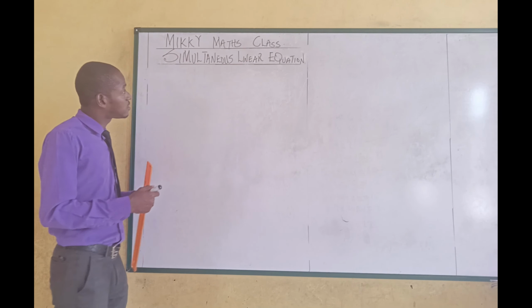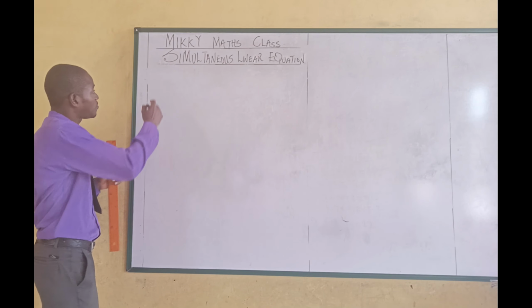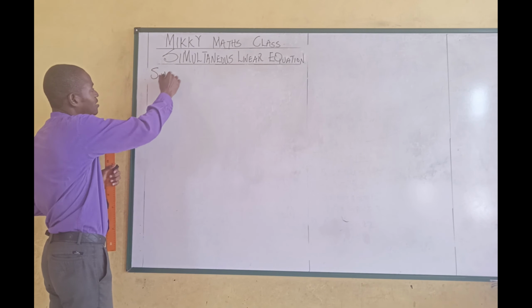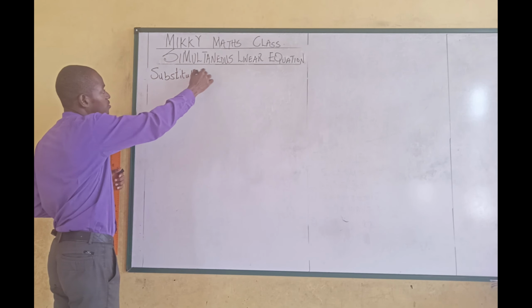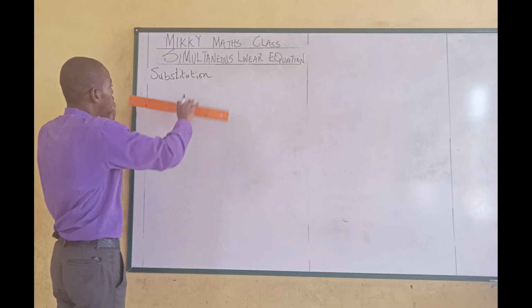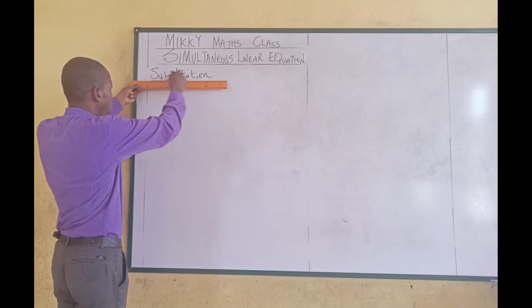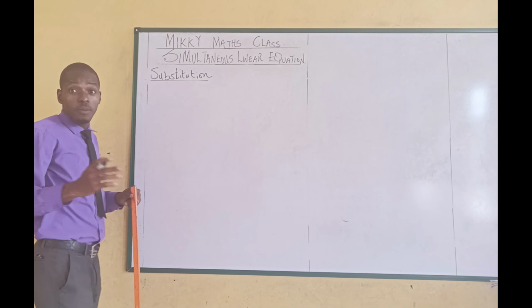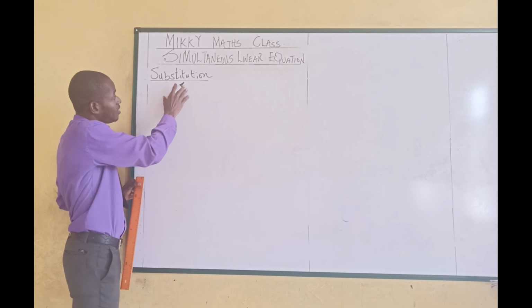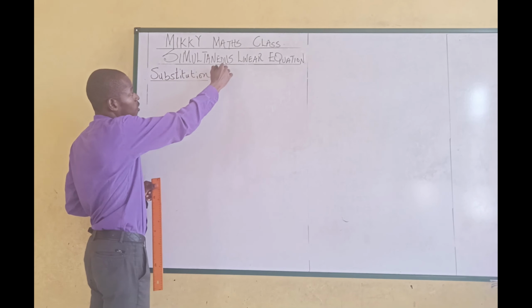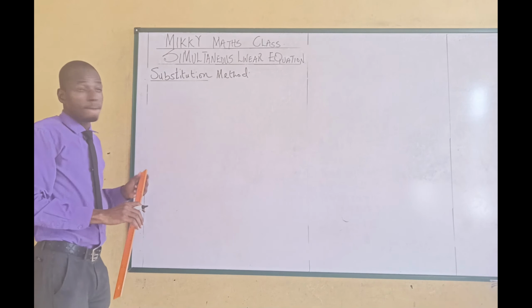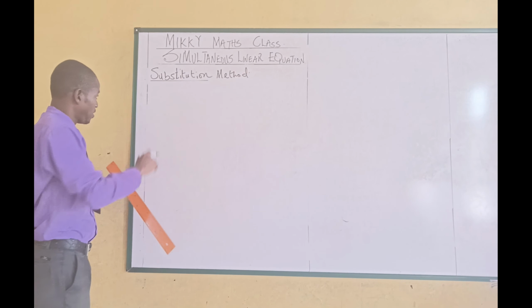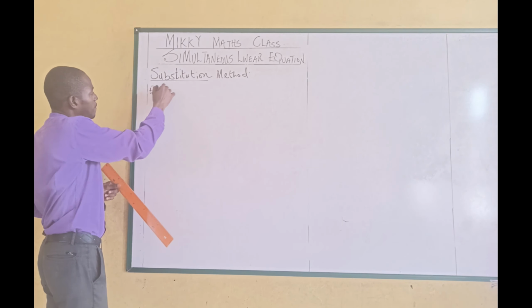Now we'll look at using the substitution method. The last time, we looked at solving simultaneous linear equations using the elimination method. Today we'll be looking at solving simultaneous linear equations using the substitution method. Now let's take an example.